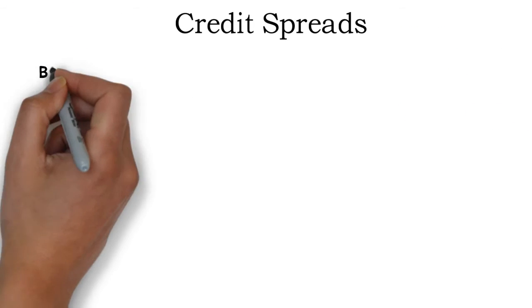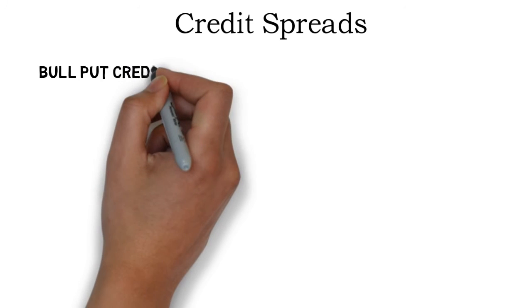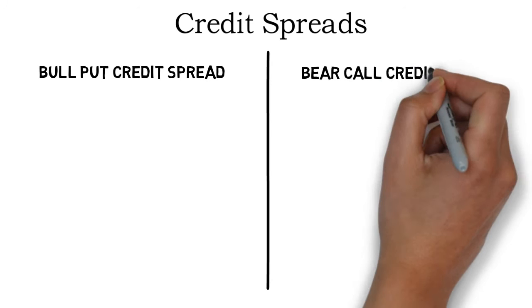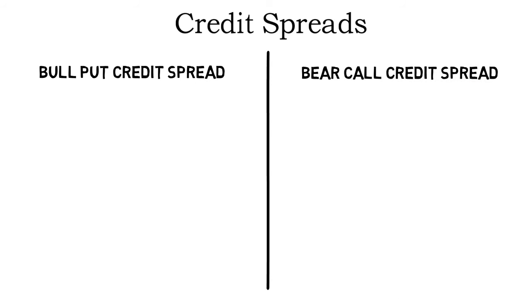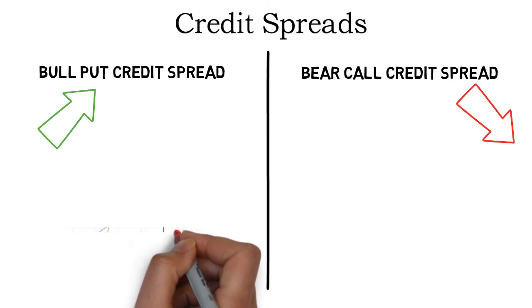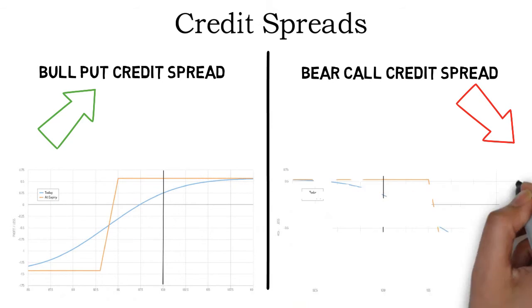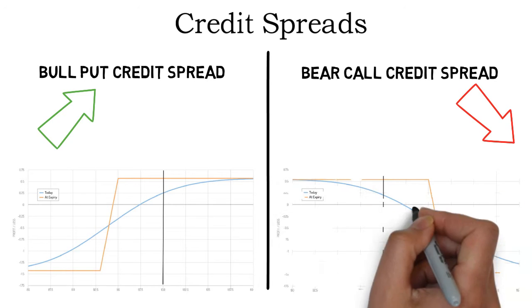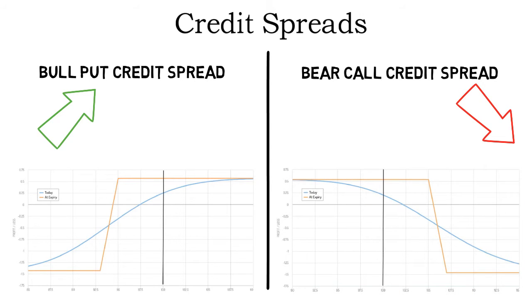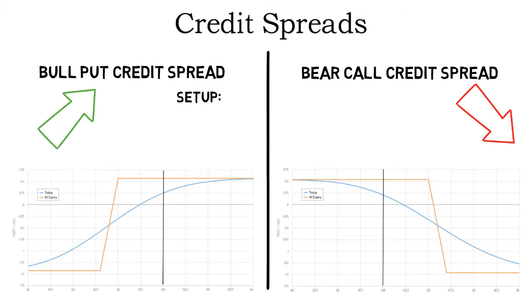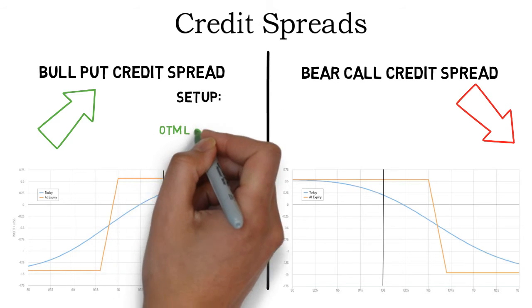First of all, there are two different types of credit spreads. There are bull put credit spreads and there are bear call credit spreads. Bull put credit spreads are a bullish strategy, whereas bear call credit spreads are a bearish strategy. This is how the payoff diagrams look. The orange line shows the payoff of the strategy at expiration, and the blue line shows the payoff sometime before the expiration date.